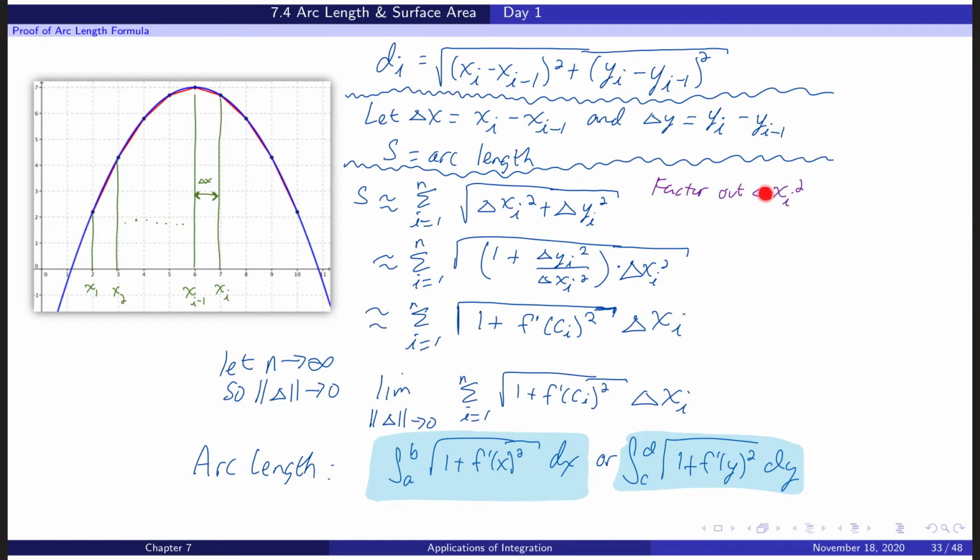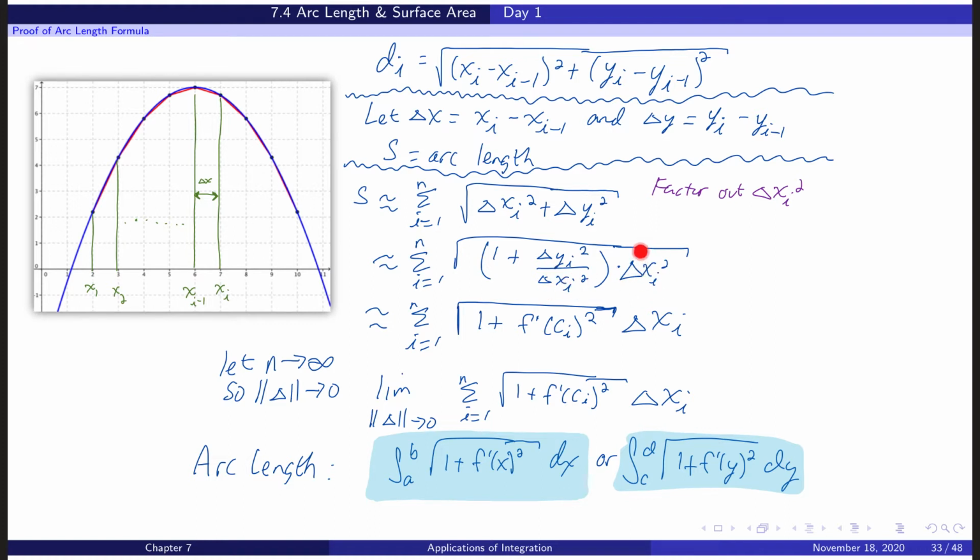The trick, the algebraic trick, is to factor out a delta x squared. So there's a delta x squared in the first term, but there is not one in the second term. So when I factor out a delta x squared, there's a 1 left behind in the first term, but I need to put a delta x squared in the denominator. That way, if I were to redistribute this delta x squared, I would get delta x squared plus delta y squared, because those delta x's would cancel out.